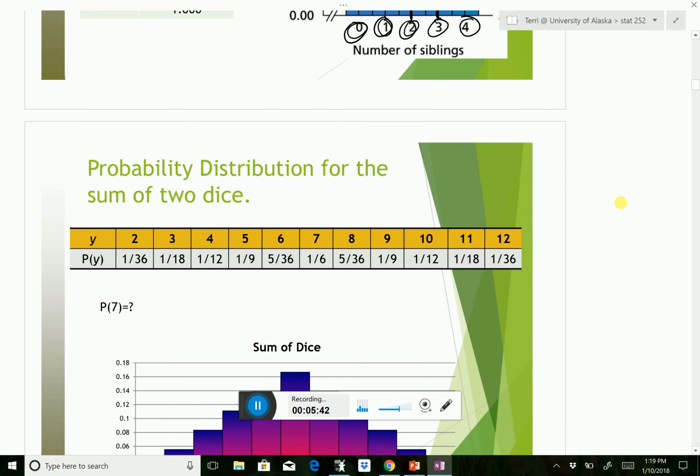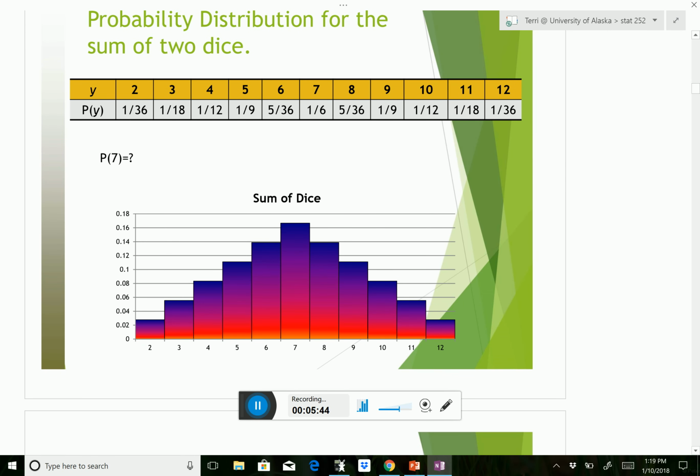So let's talk about two dice. Here is the probability distribution for the sum of two dice. This is the probability distribution, mind you. And you have to be careful here because if I were going to roll dice a bunch of times, I'm not going to get exactly 1/36 of the time. I'm going to get 12. If I roll a dice 36 times, chances are that's not going to happen.